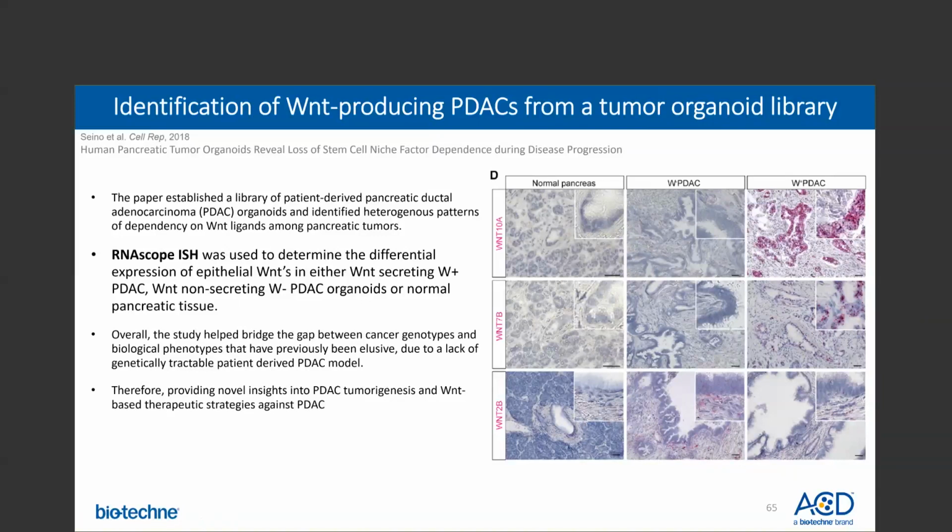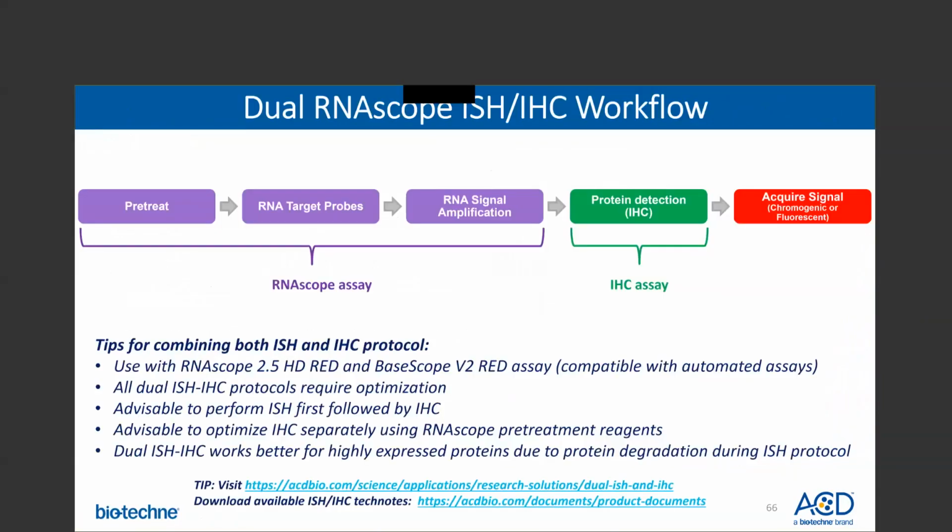Thank you, Anushka. So one of the other really interesting applications of the RNAscope or the BaseScope assay, as Anushka showed on some of her slides, is the capacity to perform dual RNAscope-ISH IHC. Shown here is the workflow for the dual RNAscope-ISH IHC combination. We recommend that you always perform RNAscope first, and then go to the IHC or IF part.